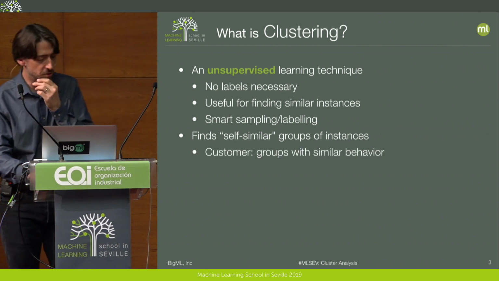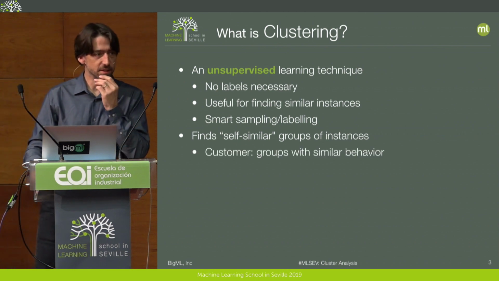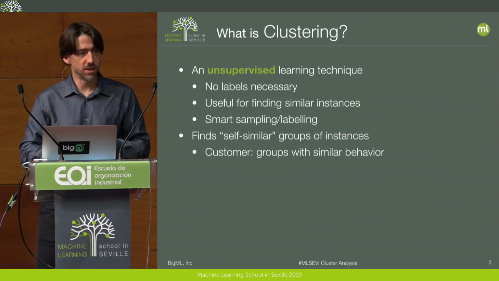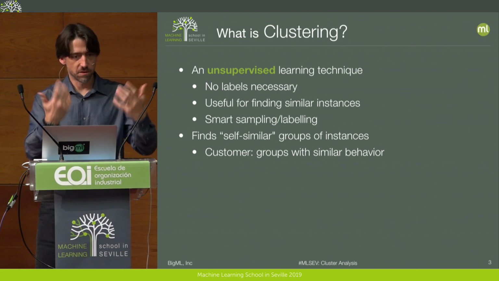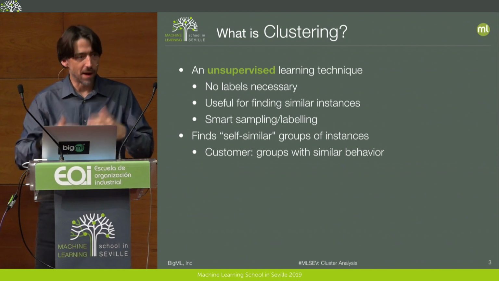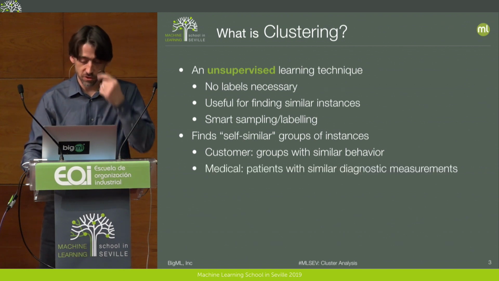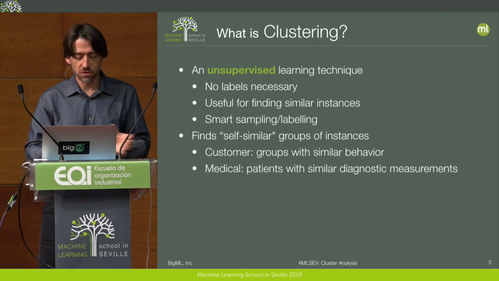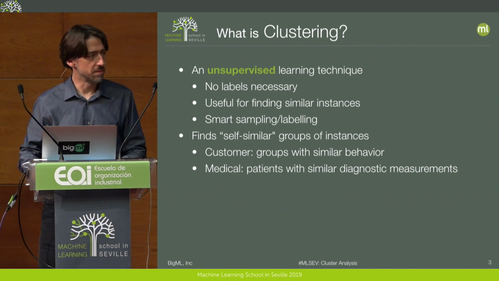So you can imagine, if you had some kind of customer data, that you would be finding customers that have similar behavior. Maybe they're clicking around a website. When you cluster them, you're going to have customers that are all clicking around in the same way or buying the same kinds of things. That's what you're doing with clustering. In a medical context, you might be clustering diagnostic information, so you're finding patients with similar diagnostic measurements.